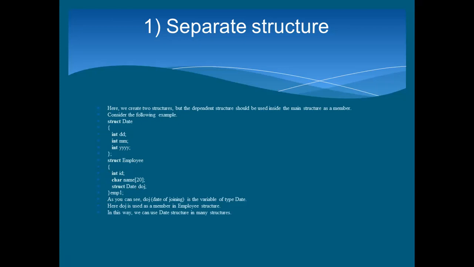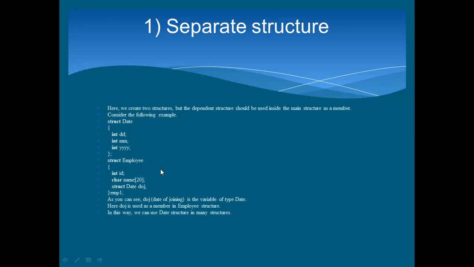So we write a structure outside the structure, and that outside structure we use inside the other structure. This is one of the ways we create a nested structure. Generally we follow this one. Once you create a structure outside, it can be used in some other structure.